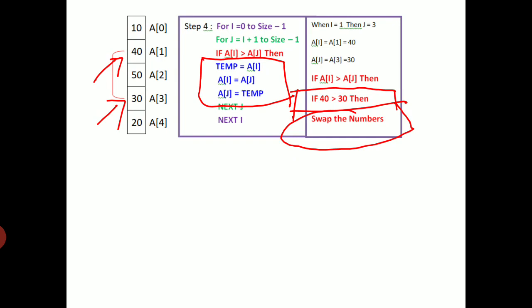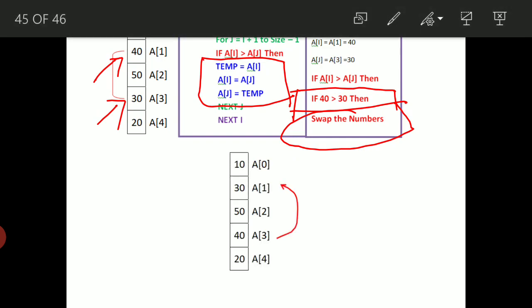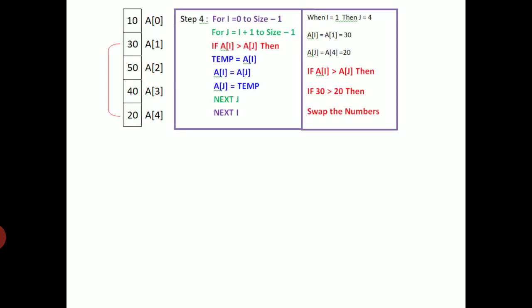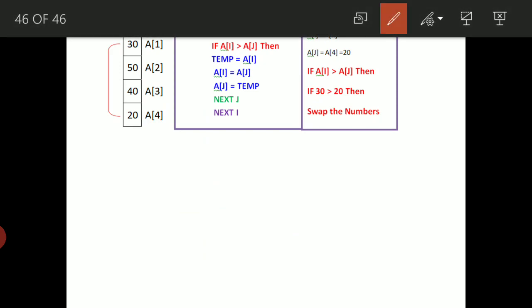See, what are we going to have here? The first value is going to be 10. Yes, it is fixed. Its location is fixed. Now we got 30 here and now we got 40 here, swapped. Now the next comparison is between 30 and 20.